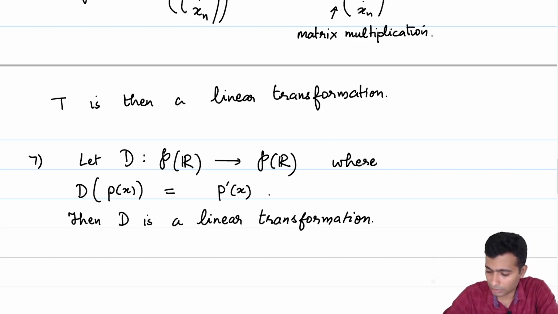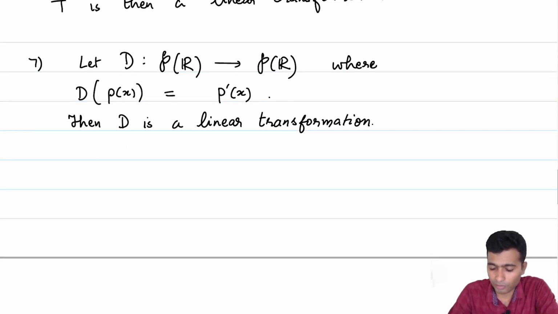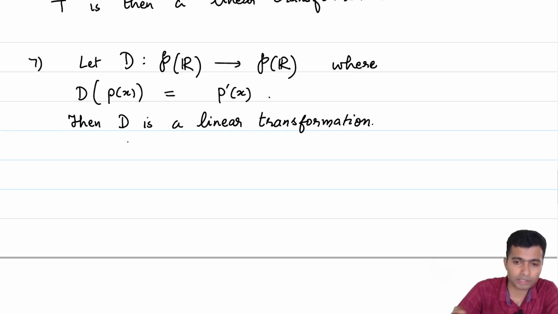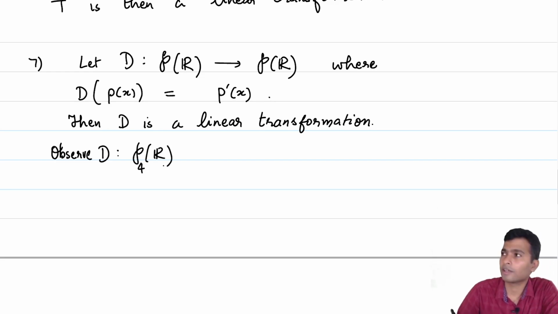Note that this is certainly a map from P of R to itself, but we could also think of D restricted to, say, P5 of R or P4 of R. Observe that if you take a degree 4 polynomial in P4 of R and look at its derivative, you will end up with a degree 3 polynomial.